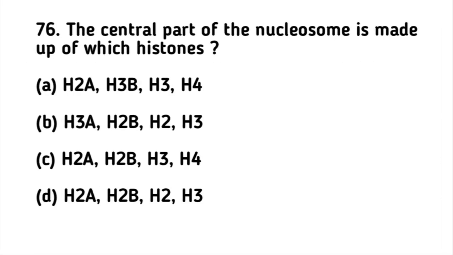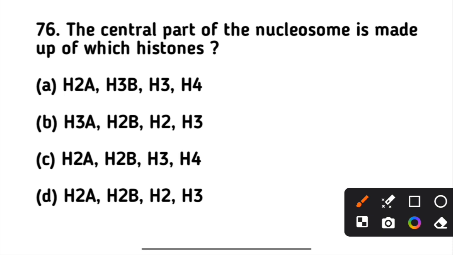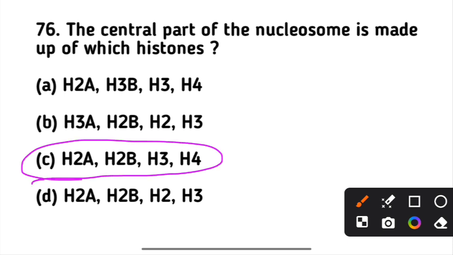Next, the central part of the nucleosome is made up of which histone? We have seen this question once before. The correct option is Option C, H2A, H2B, H3, H4. The central part of nucleosome is made up of which histone? H2A, H2B, H3, H4.